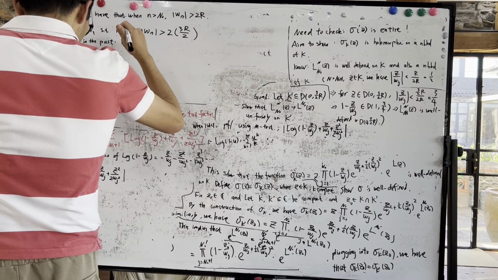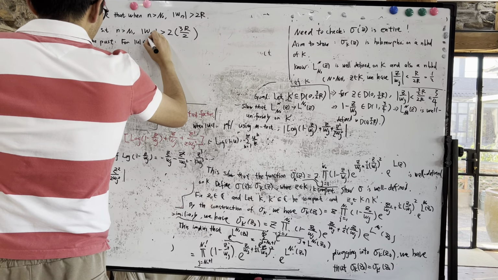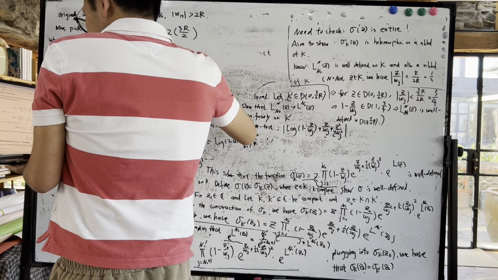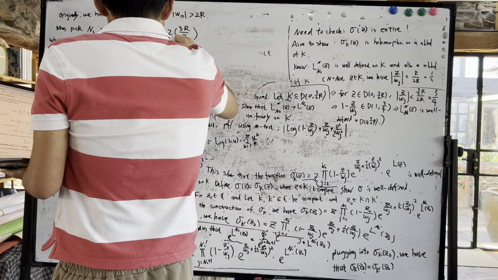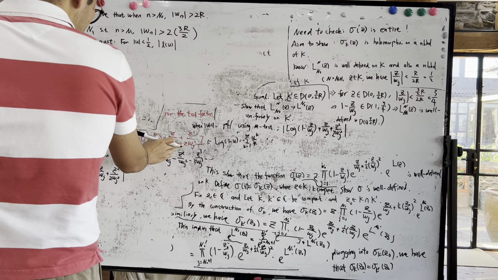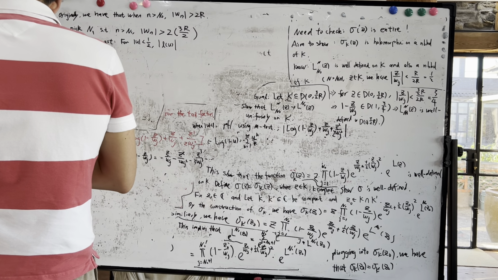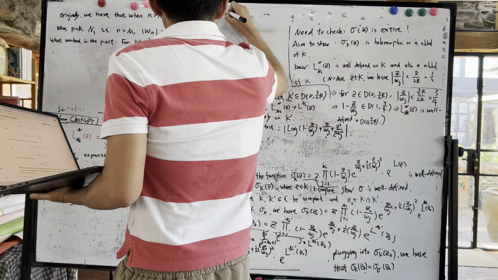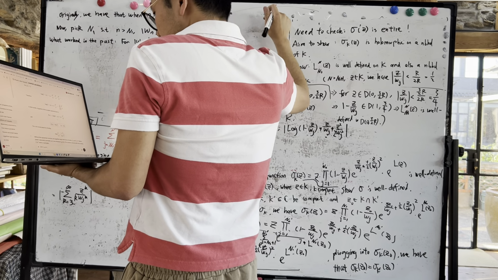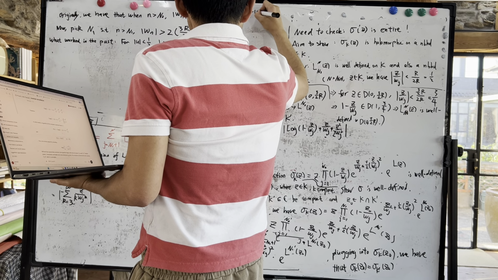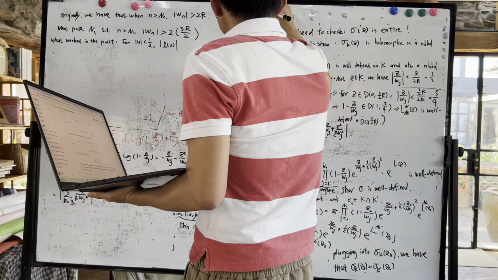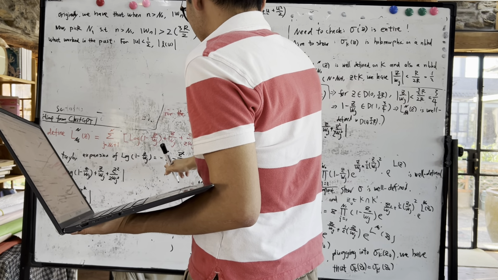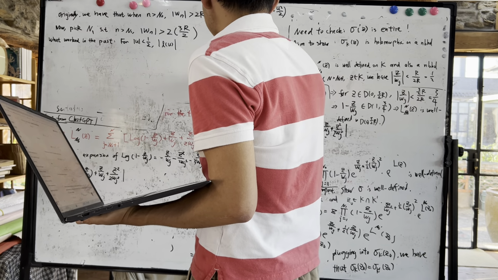So for modulus u less than 1/2, we have this L of u. So L of u is a notation for the log of 1 minus u plus u plus u squared over 2. Essentially just replace this z or omega j by u, and then this whole thing inside the bracket is just L of u.